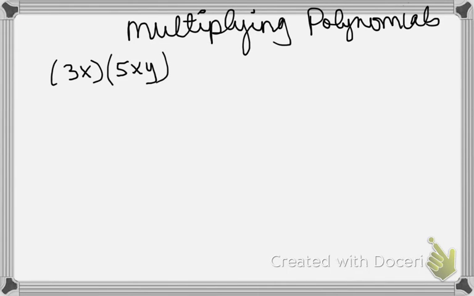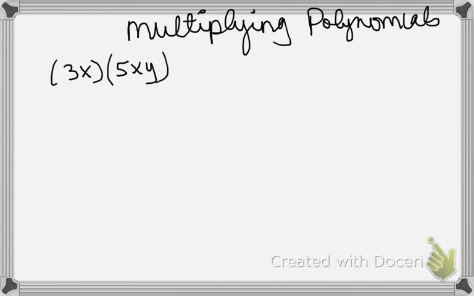Okay, in this video we're going to multiply polynomials. Remember that when we multiply polynomials, we multiply numbers to numbers and variables to variables. Alright, I have these two right here. I have two monomials. Both of them are monomials.